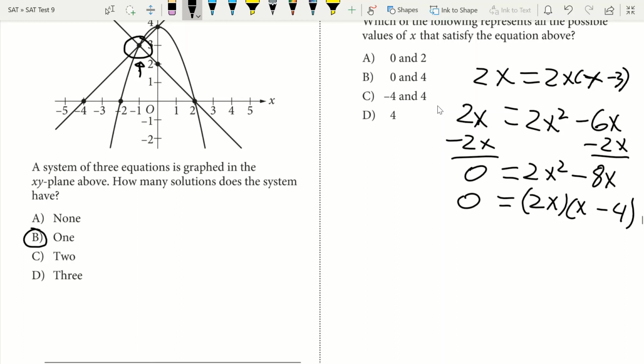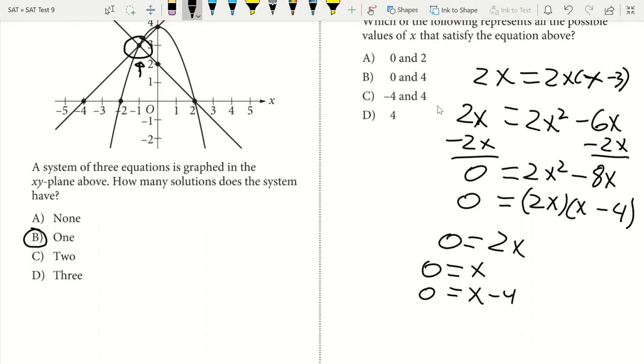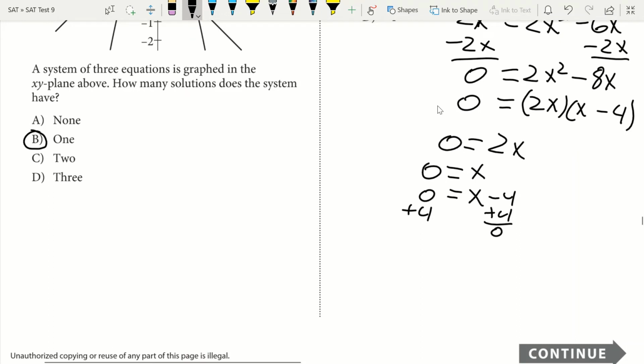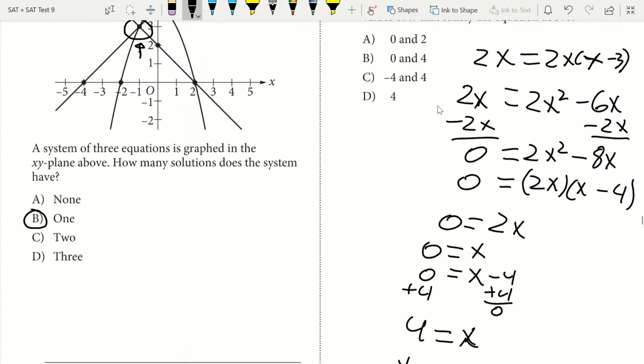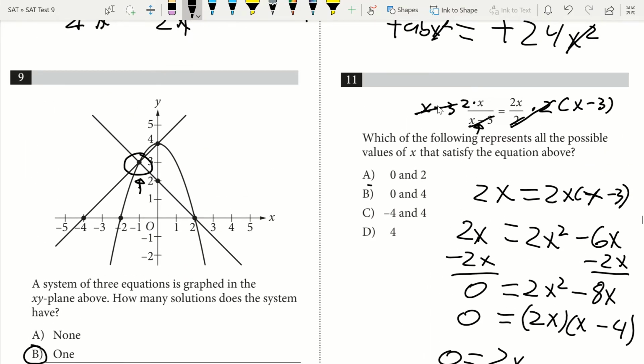So now I'm going to set each factor equal to 0. So I have 2x is equal to 0. When I divide each side by 2 here, I see that x then will equal 0. And then when I have x minus 4 is equal to 0, I'll add 4 to each side, and I will get x is equal to 4. So now I have x is equal to 4 and x is equal to 0. So those will be my two answers there. So my answer for number 11 then will be B.